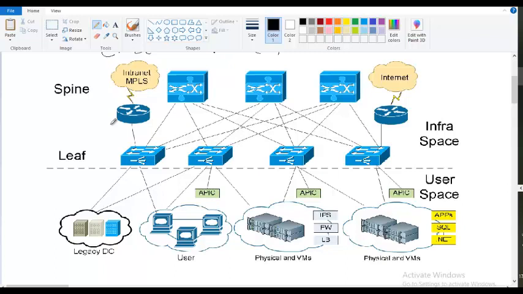This APIC is coming in different series. M3 series, M4, M5 series servers. Different versions like first generation, second generation, third generation. If you say M3, they're first generation APIC. M4 is second generation. M5 is third generation APIC.